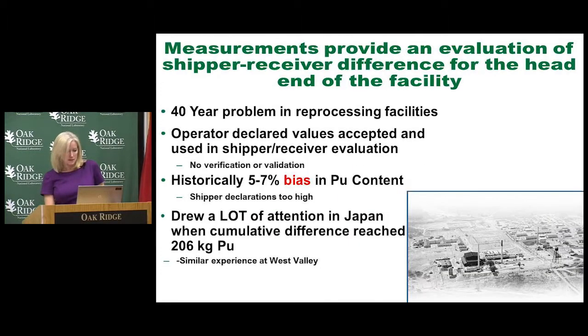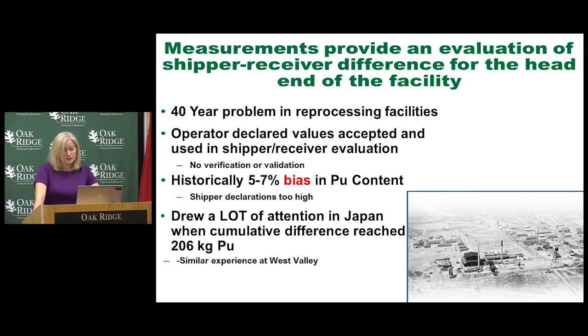So this really wasn't a problem for a while, the fact that there was a small shipper-receiver difference. But it's been going on for about 40 years in reprocessing facilities. Historically, there's been a 5 to 7% bias in the plutonium content, so the shipper declarations were too high. And we're not really sure why that is so.